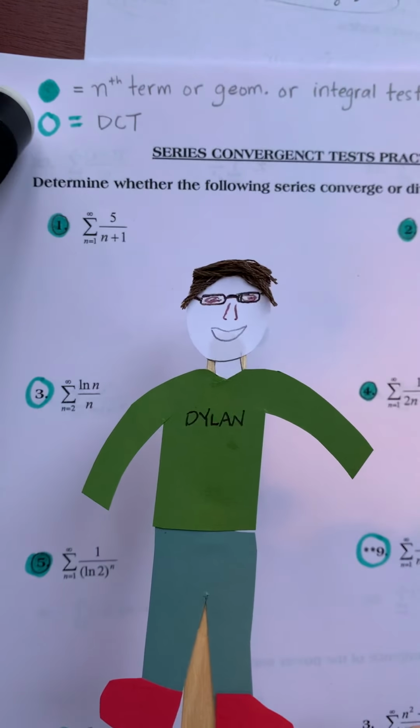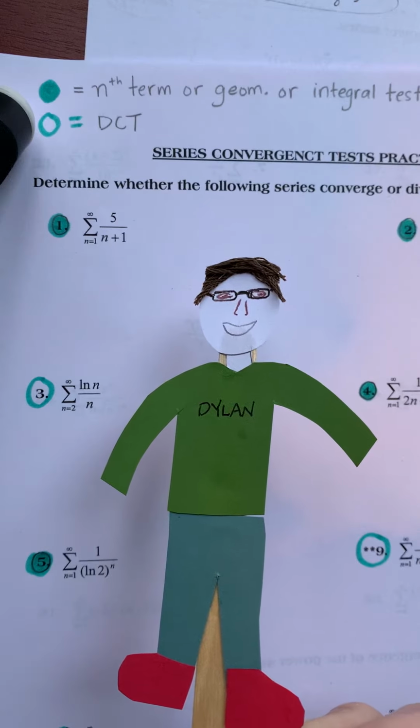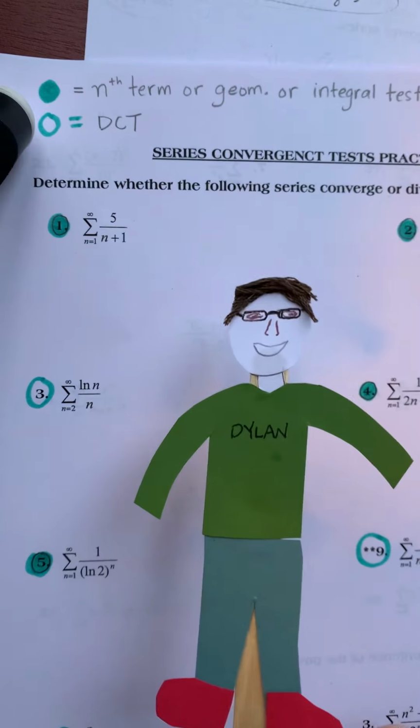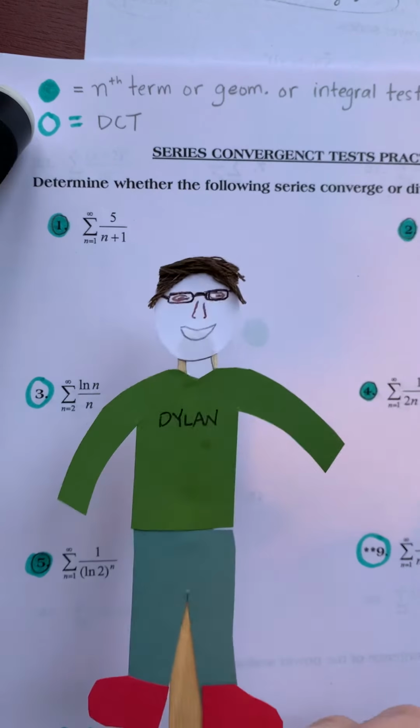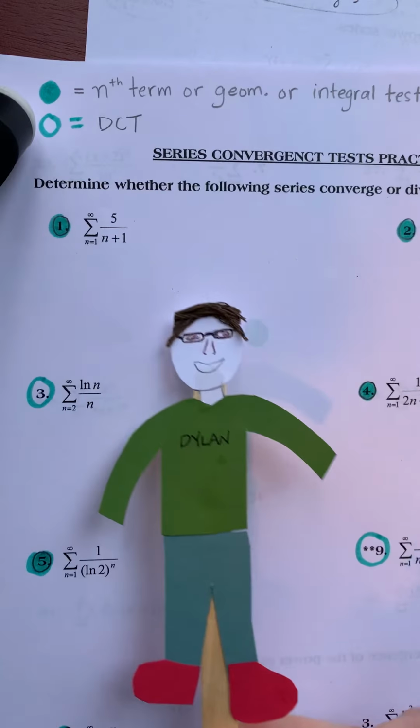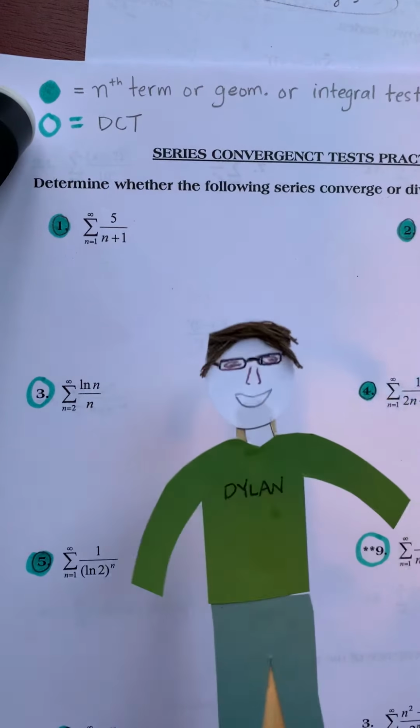Excuse me, Miss Dunn. You said test. Dylan, sit down. We don't have a test. We're just talking about the nth term test for series. Okay, you said test, so I thought maybe we had a test. No, Dylan, you're fine. Okay, thanks.